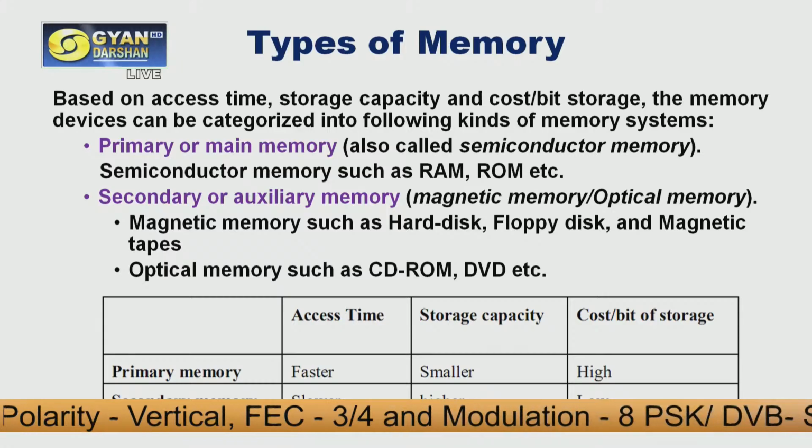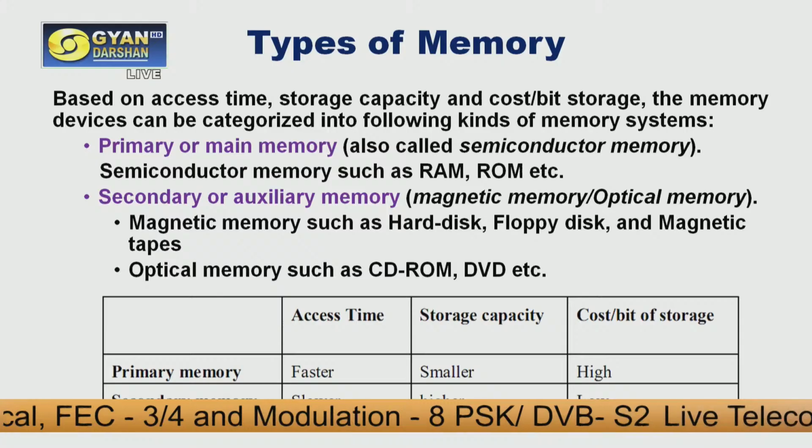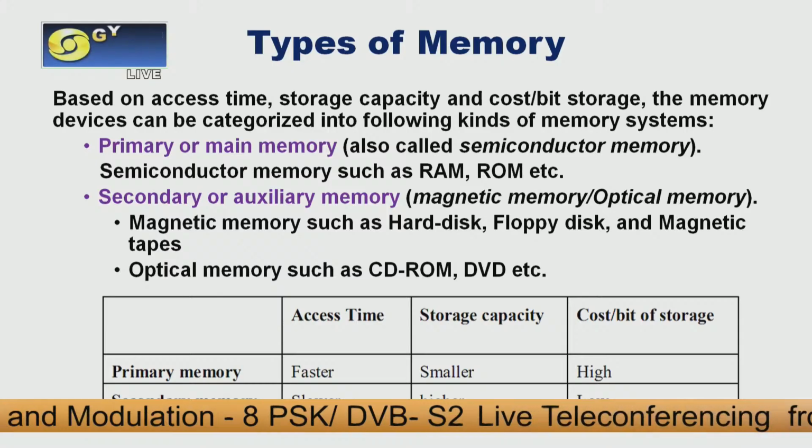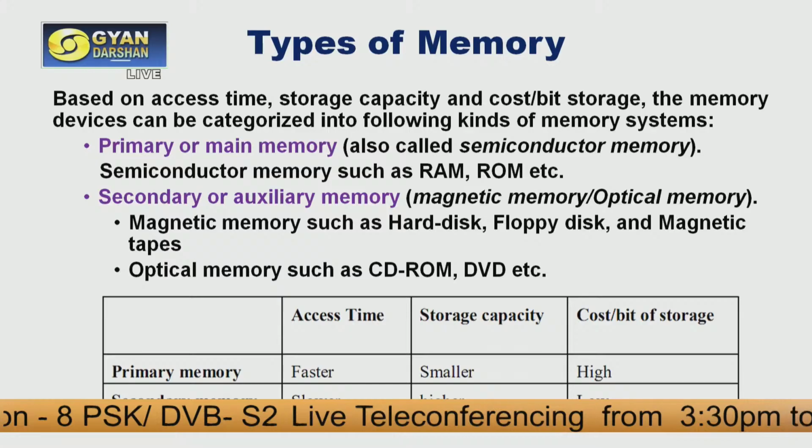We will also be classifying these memories on the basis of the type of access. We have direct access memories and sequential access memories. As the session proceeds, we will be covering that part also. So the secondary memories are slower in access times, but their storage capacity is high and cost per bit of storage is on the lower side.